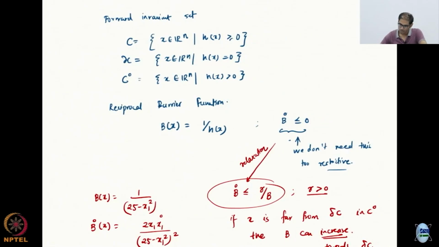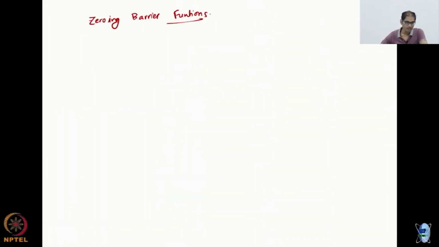So this is one unseemly thing that you want to avoid. You don't want the control to explode as you start close to the boundary, right? That is where the zeroing barrier functions come in. They are defined in a slightly different way. I'll talk about it.